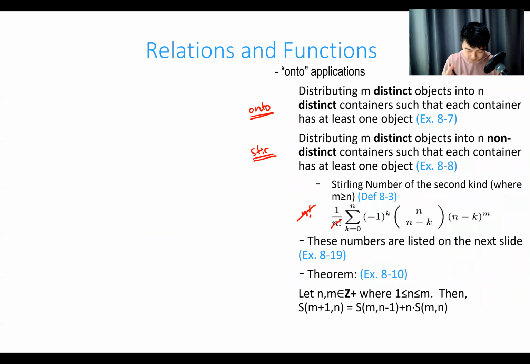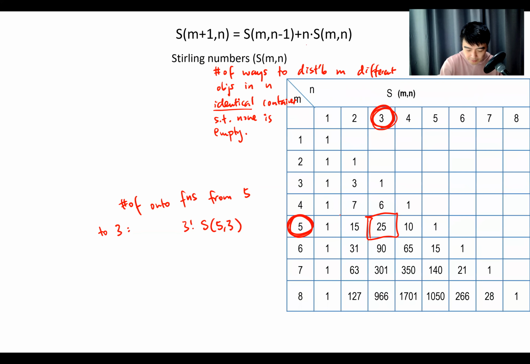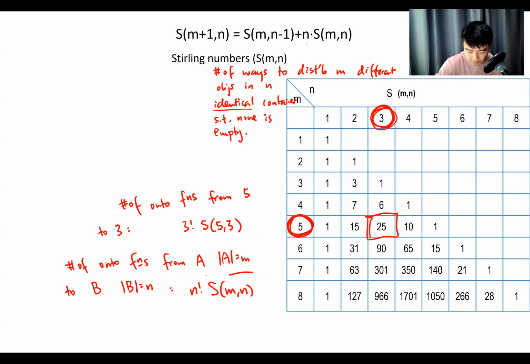So let's see if we can formalize this. The number of onto functions from set A, where the size of A is equal to m, to B, where the size of B is equal to n, is n factorial times S(m, n). So remember this equation. If I know the Stirling number already, I can easily find the number of onto functions, and I never have to expand that summation.